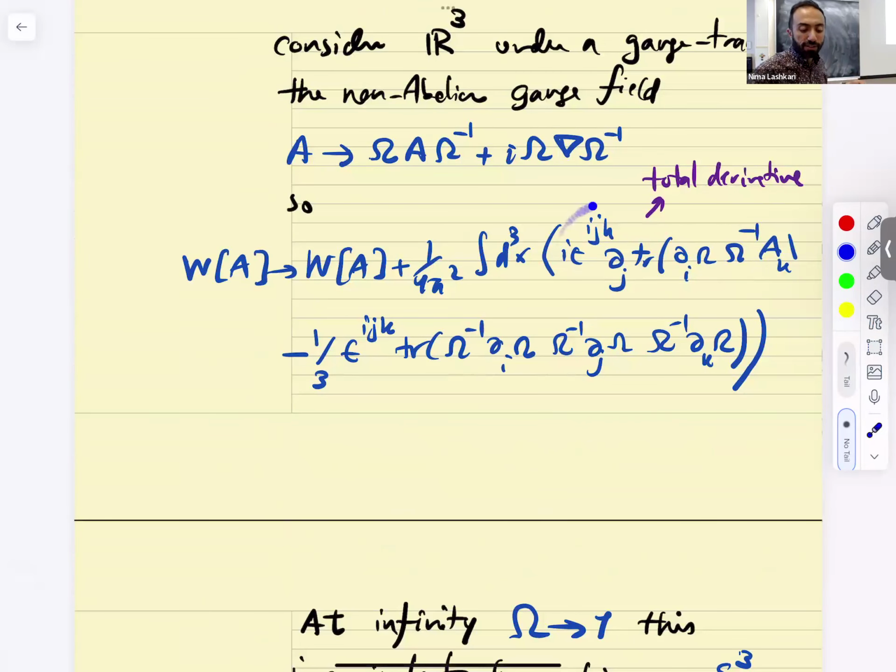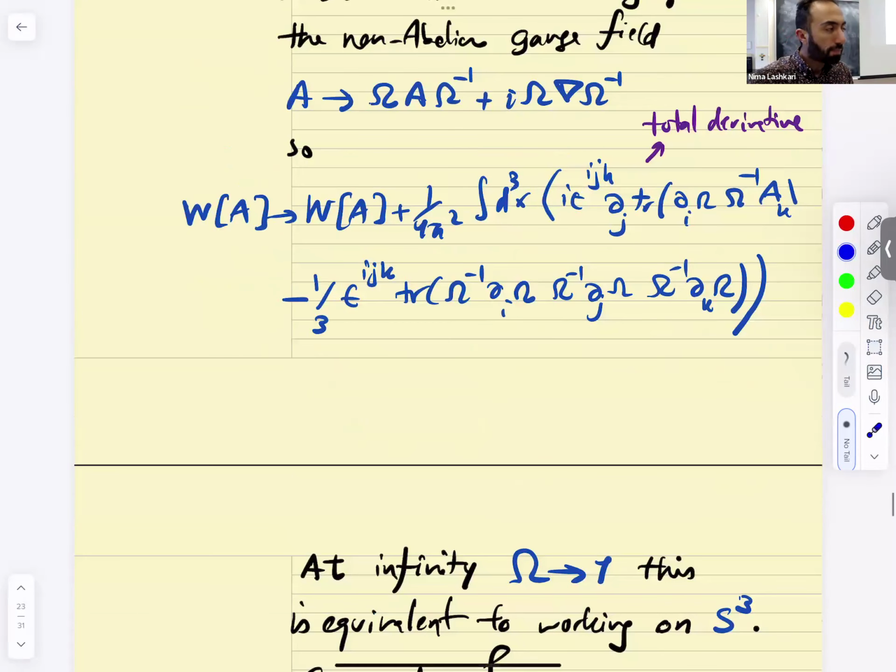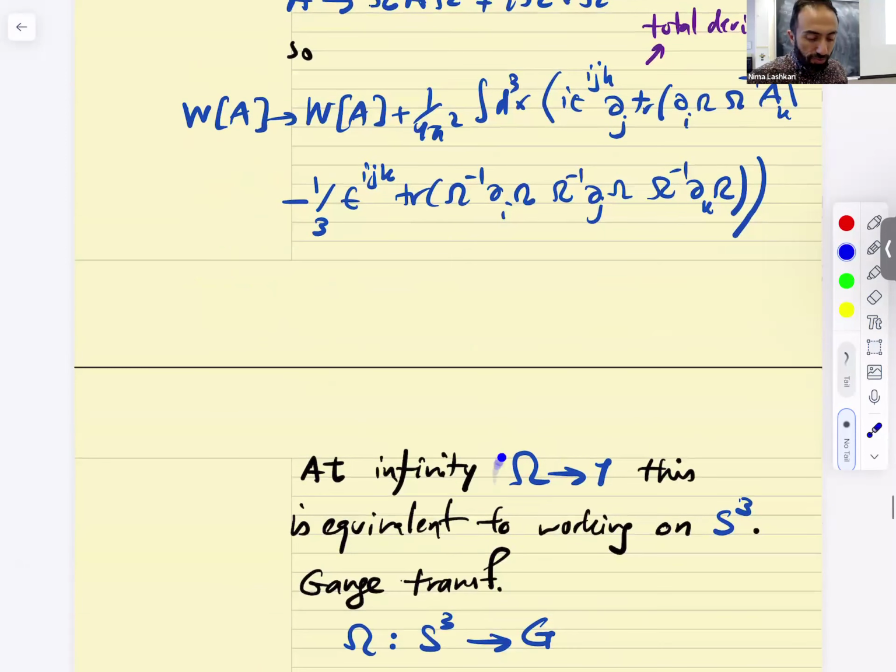So this is the standard boundary term, a total derivative term, that we're going to get rid of the usual way. Now I have this extra term that has to do with the non-abelian gauge transformation. We're going to set the gauge transformation to be 1 at infinity, because we don't want anything non-trivial happening at infinity. Then we can think of omega as a map from S3 to G instead of R3 to G, because adding a point at infinity to R3 makes it S3.